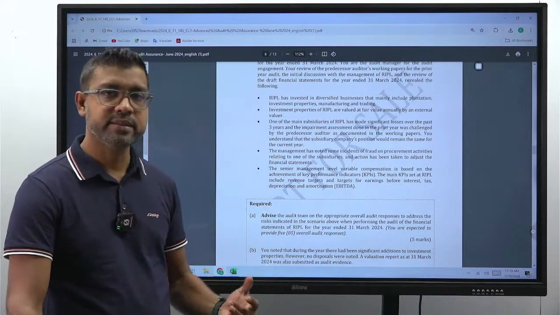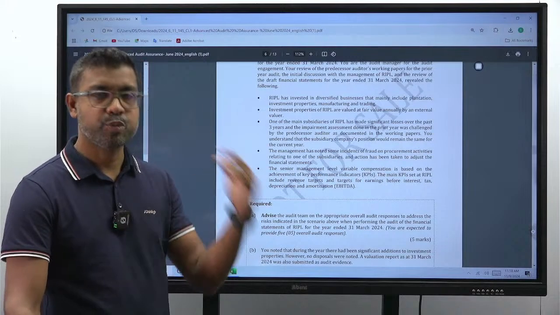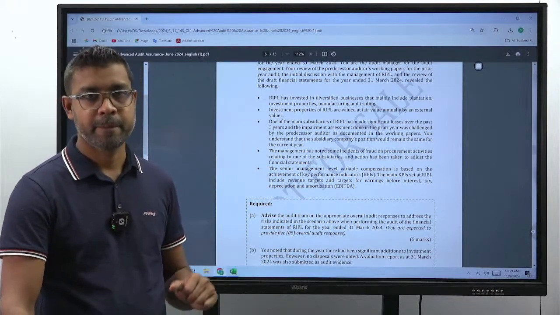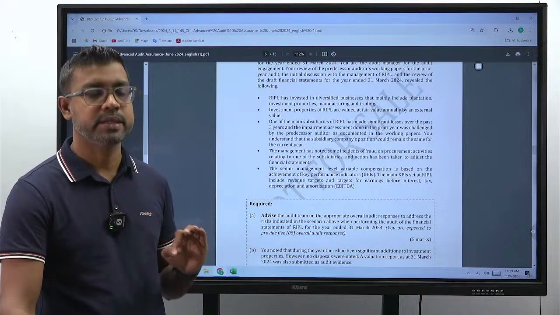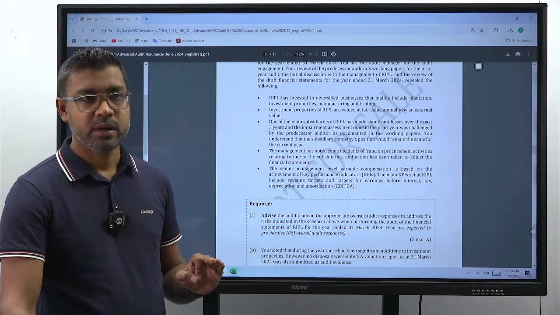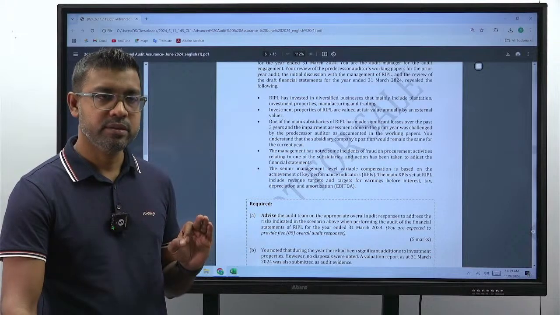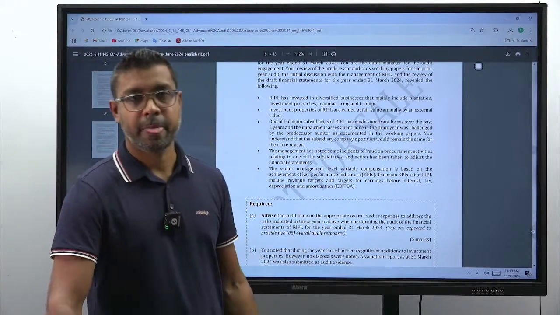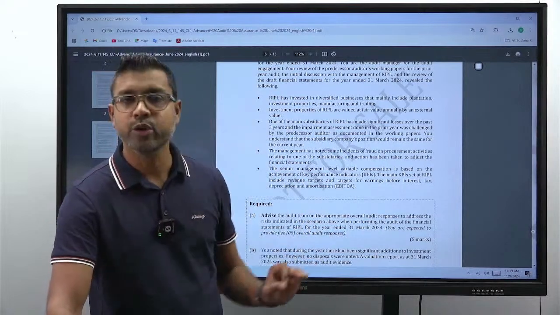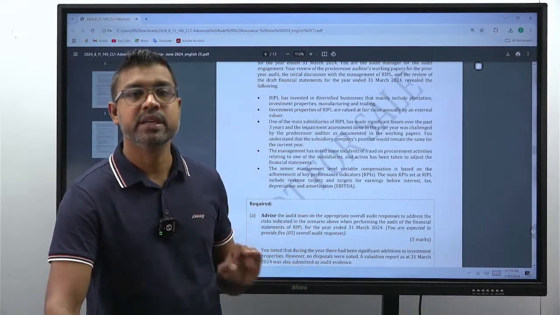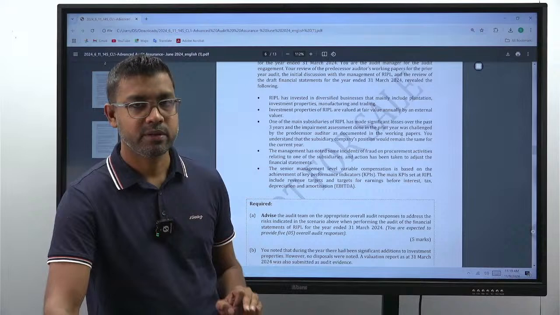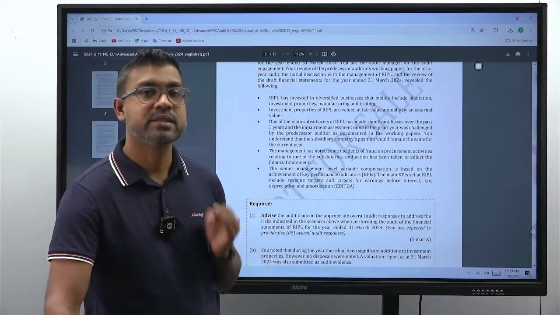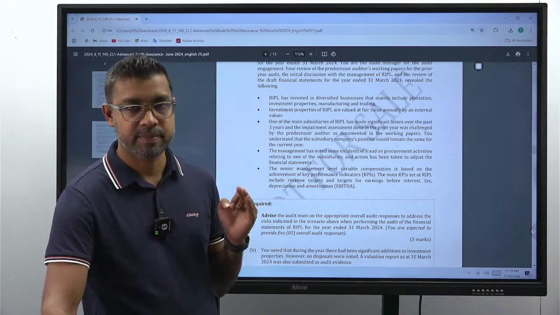You don't understand the examiner's requirement and don't write to the point. That is one of the key reasons to fail this exam. So I am telling you before we start this session, understanding the examiner's requirement and writing to the point is the secret behind passing this exam.